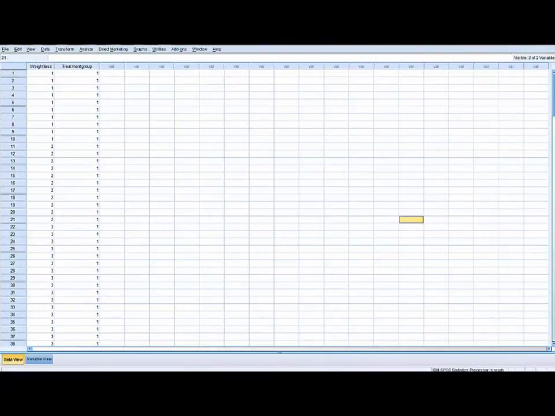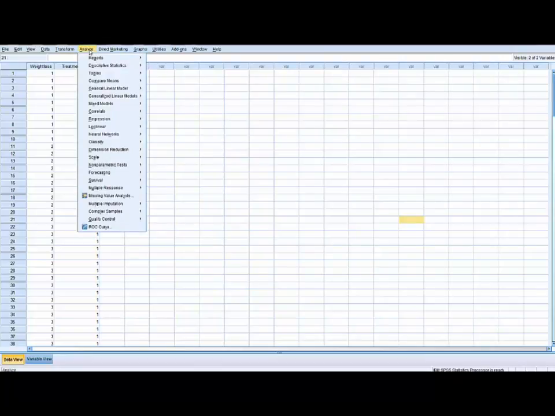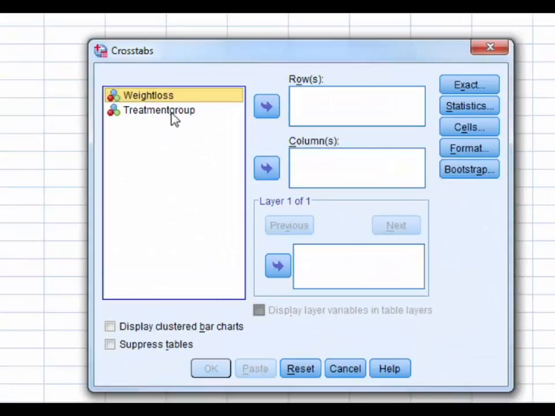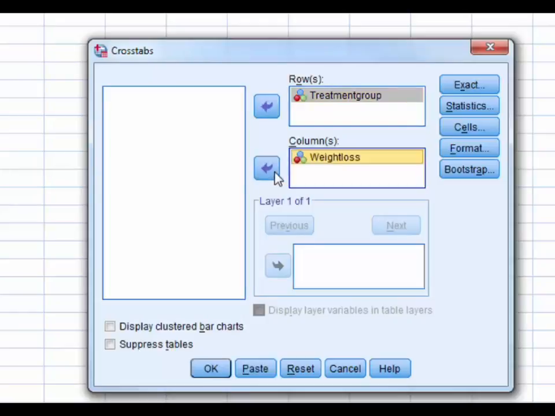Surprisingly, we're going to start here with our SPSS data view. We will have 2 columns. The first column is going to be weight loss with 3 categories, and the treatment group is in the second column with 4 categories. So we're going to conduct a chi-square analysis. As previously, we go to Analyze, Descriptive Statistics, Crosstabs. Our independent variable is treatment groups. We'll put that in the rows. Our dependent variable, weight loss, is in the columns.